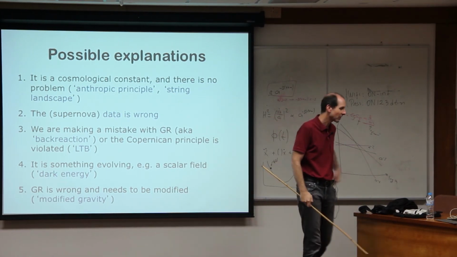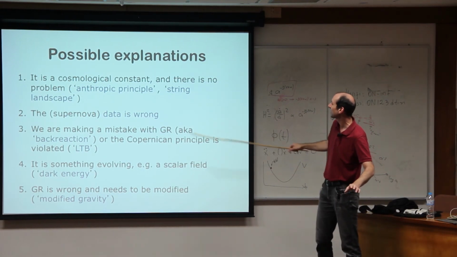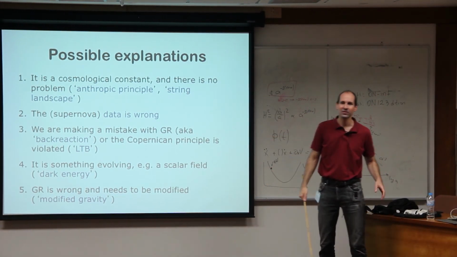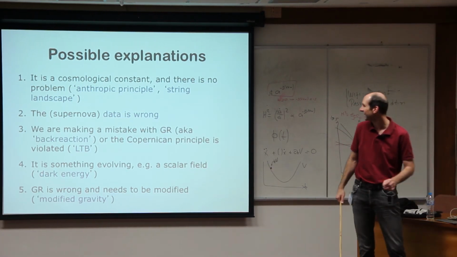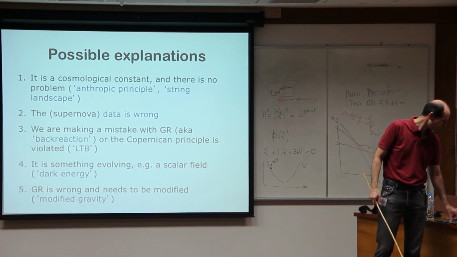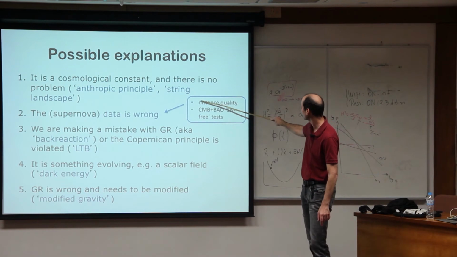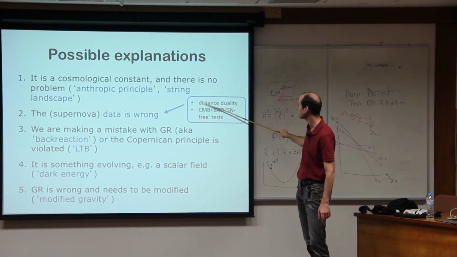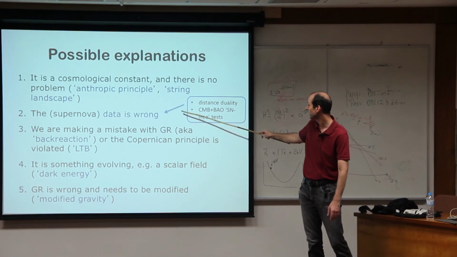I will not really talk about this because I don't have a lot to say about it. Maybe it's the right answer, but it kind of tells us very little. So this would be the worst answer, I think, for most theorists. Then it could be that the data is wrong, but this starts to be very unlikely just because we have so much data and it's all very consistent.